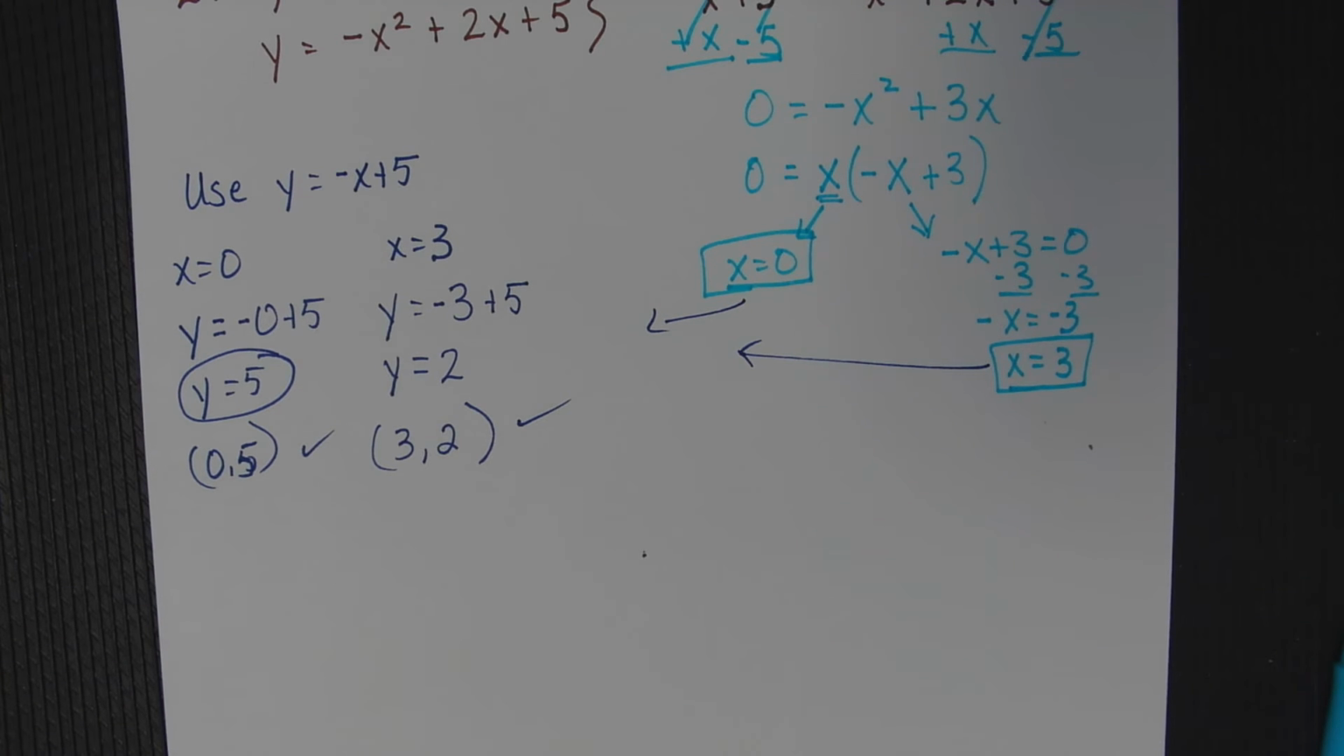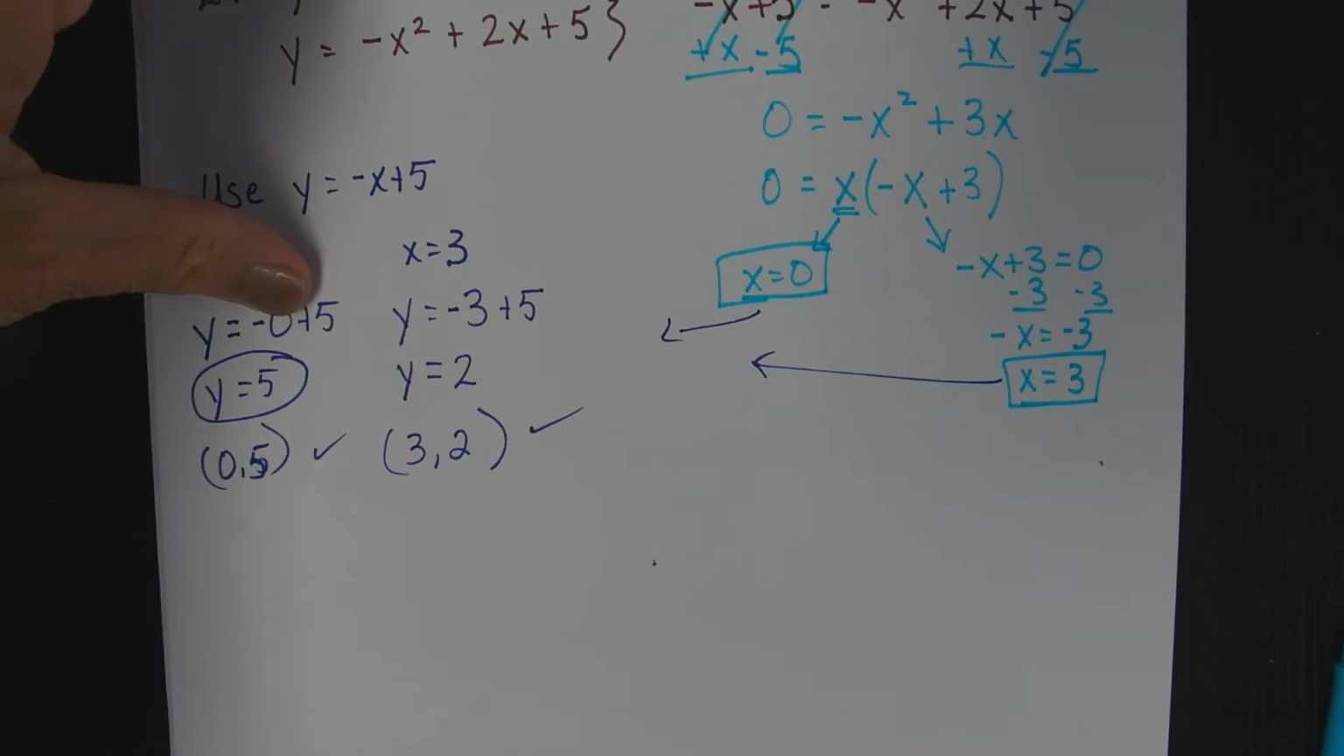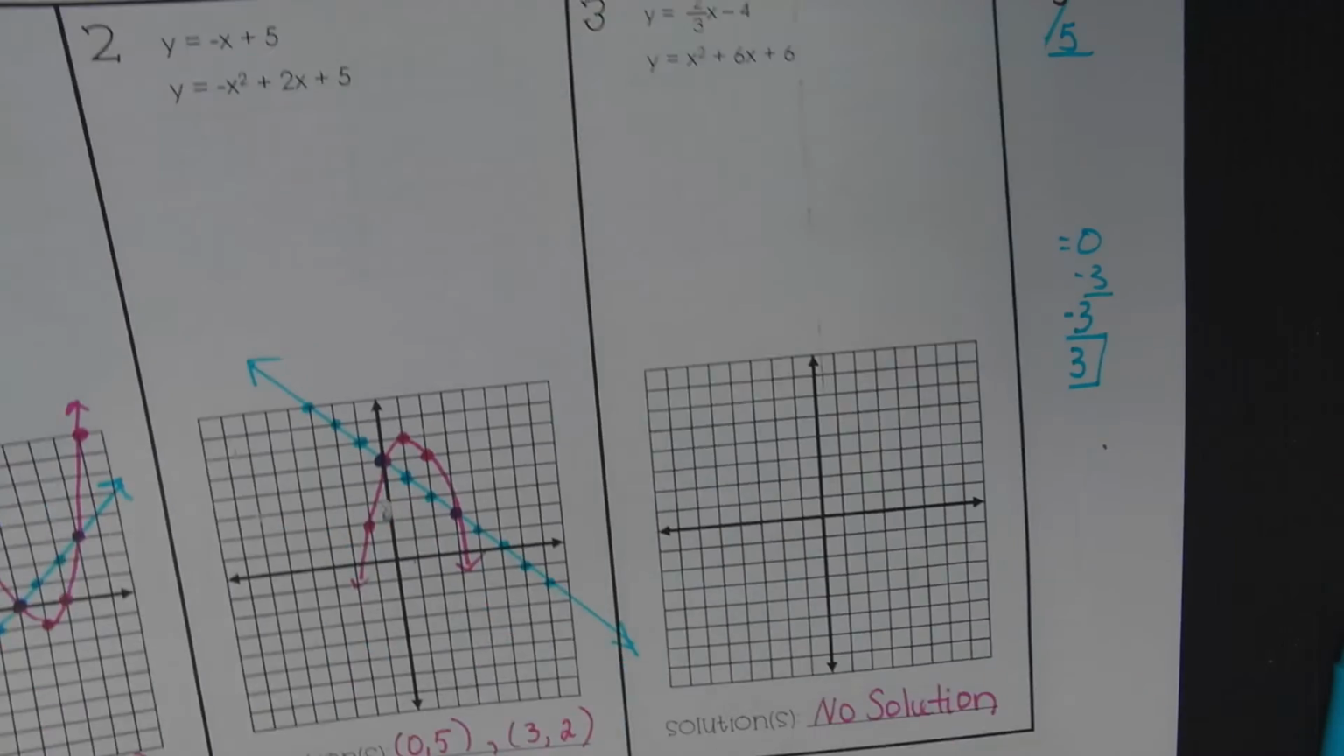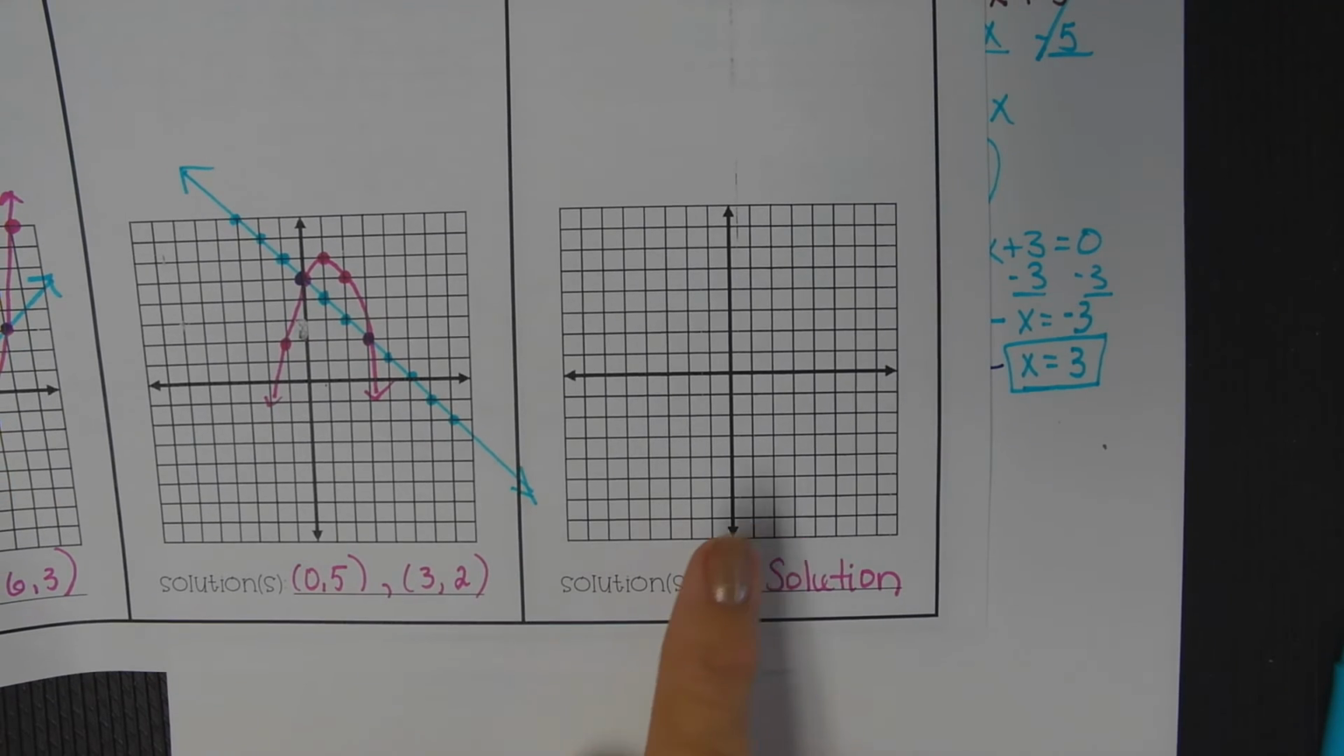Graph. Yes, graph. Second graph. Go to your table. Okay? Y'all okay with that? Absolutely. Look at number 3. How many solutions do we have for number 3?